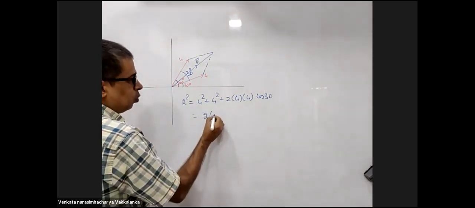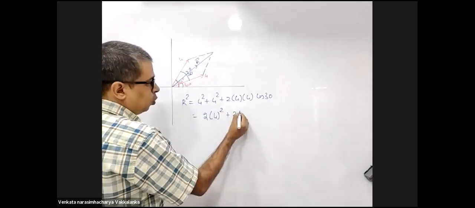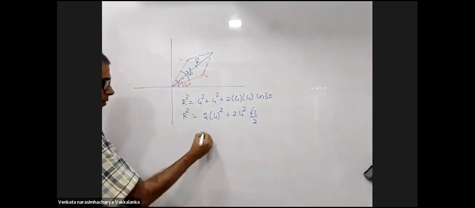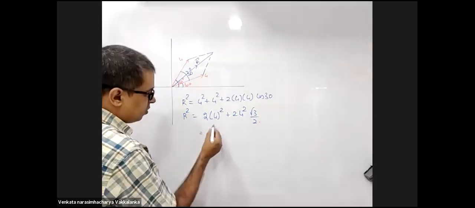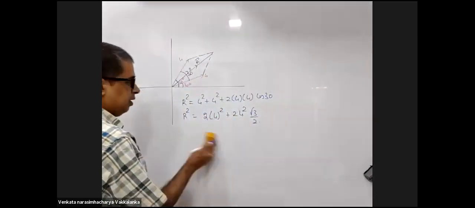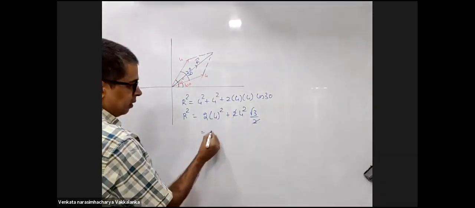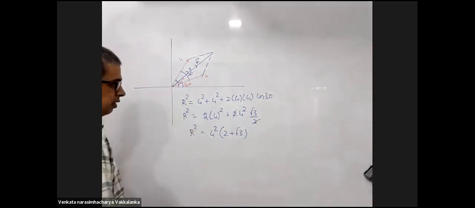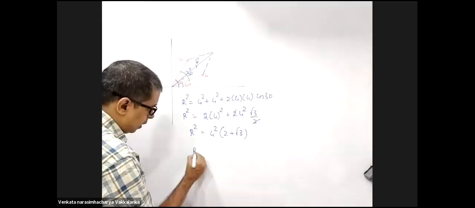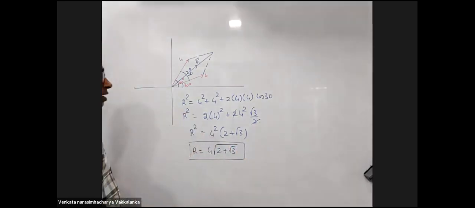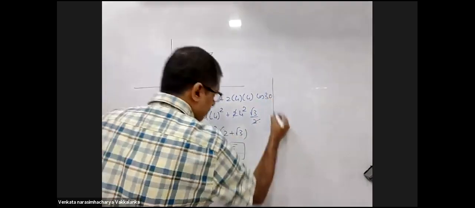Now, 2 into 4 square cos 30, with cos 30 being root 3 by 2. Keep an eye on the simplification. 4 square, I bring it out common. And this 2 gets cancelled. 2 plus root 3 is R square. Am I right? R is equal to 4 root over of 2 plus root 3. This is my resultant. Agreed? Yes, sir.